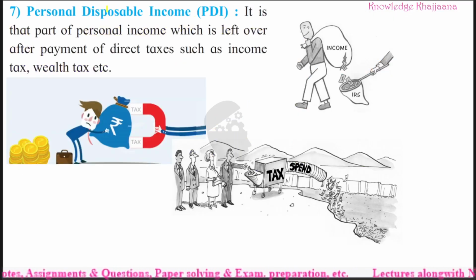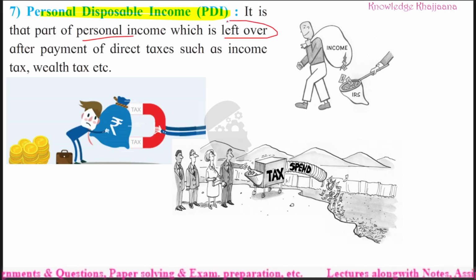See, the next concept is personal disposable income. See, what is it then? Disposable income. What is meant by disposable? It is that part of personal income which is left over after payment of direct taxes such as income tax, wealth tax, etc.